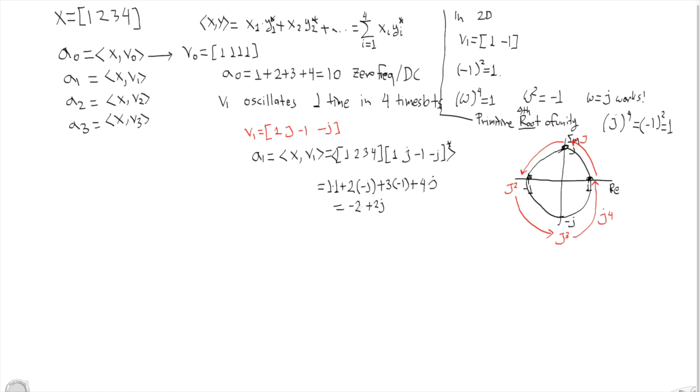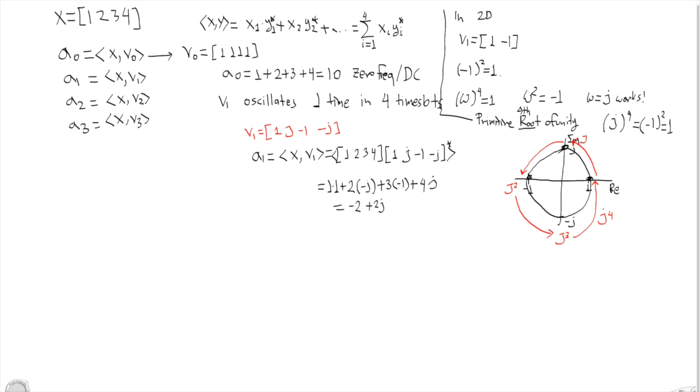So what this is telling you is the amount of this harmonic, the first frequency, a frequency that oscillated once in 4 time slots. It tells you how much of that frequency is contained in this signal 1, 2, 3, 4, and you get a complex number from that. If you want to quantify how much of this frequency is contained in my signal, you take the magnitude of A1.